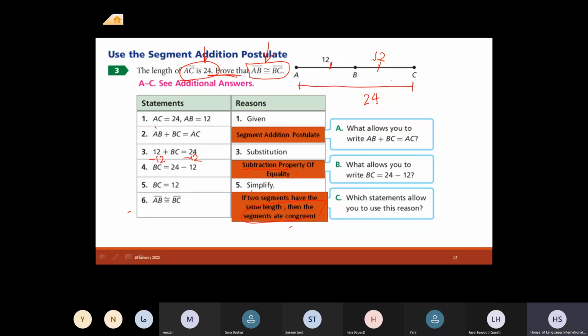No need, but here just this: which statements allow you to use this reason. If two segments have the same length, then the segments are congruent. Or this is the meaning of the definition of congruent segments. If you understand it, no need to write this one.